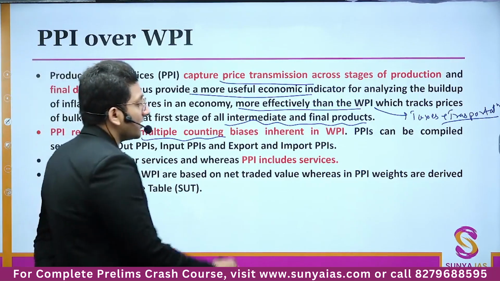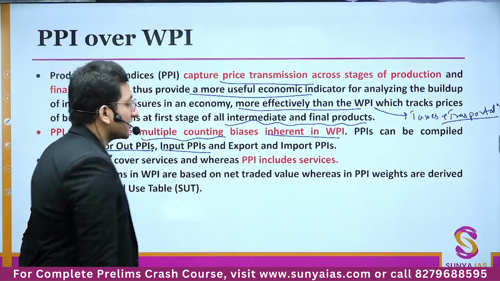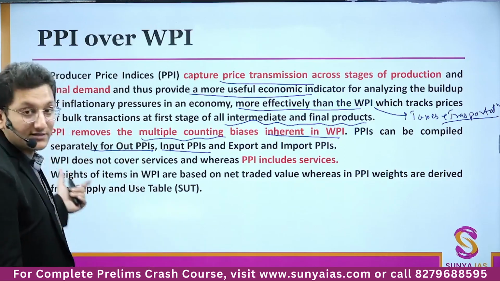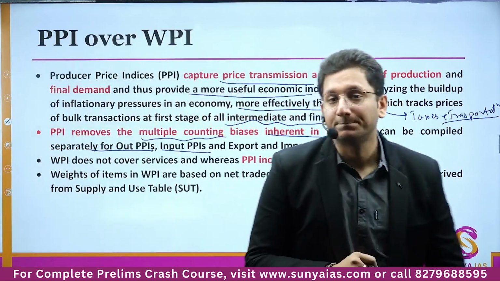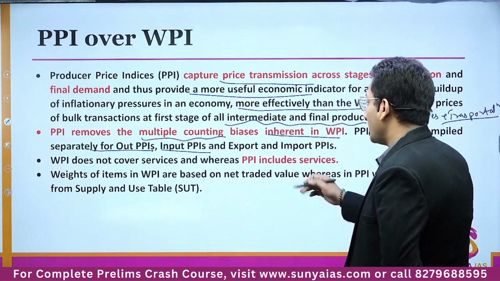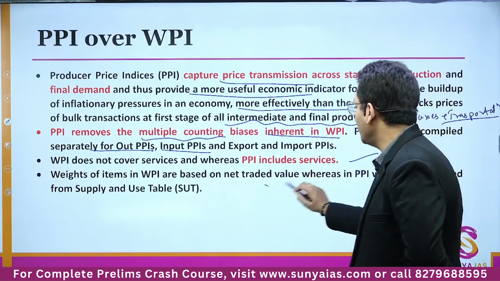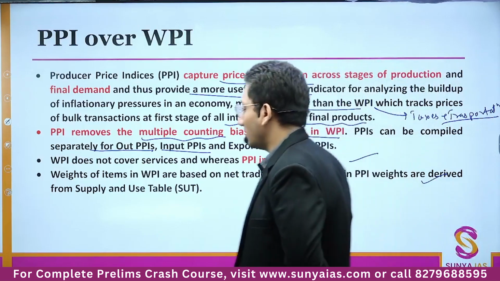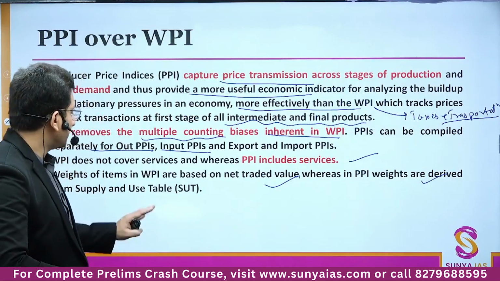PPI removes the multiple counting bias inherent in the WPI. PPI can be compiled separately for output PPI and input PPI and exported and imported PPI. So basically, ये हर एक उसके लिए अलग अलग हो सकता है. जैसे मैंने दो prices ली थी आपके सामने उस time पे जब मैं आपको वो example समझा रहा था, that is nothing but the input and output PPI. Okay, so they capture two-sided. WPI does not cover services whereas PPI includes services. Weights of item in WPI are based on net trade value, whereas in PPI weights are derived from supply and use table. ओके तो ये एक पॉइंट है, इसको सिर्फ याद रखना है, ज़्यादा कुछ नहीं है. Supply and use table के बारे में ज़्यादा पढ़ने की ज़रूरत नहीं है because it is not that much important.